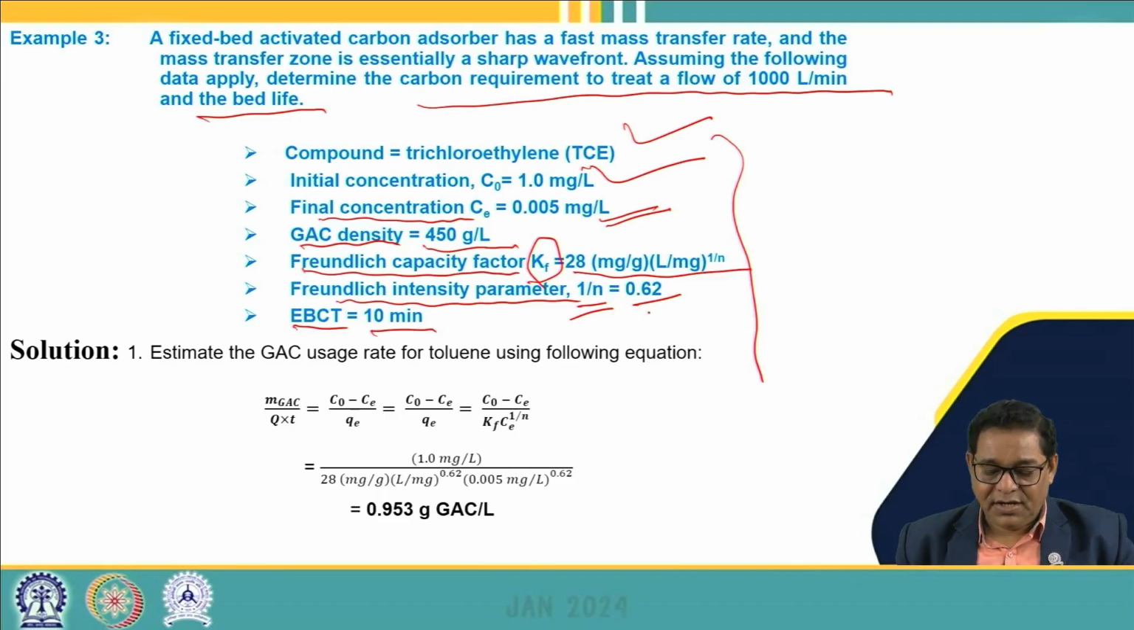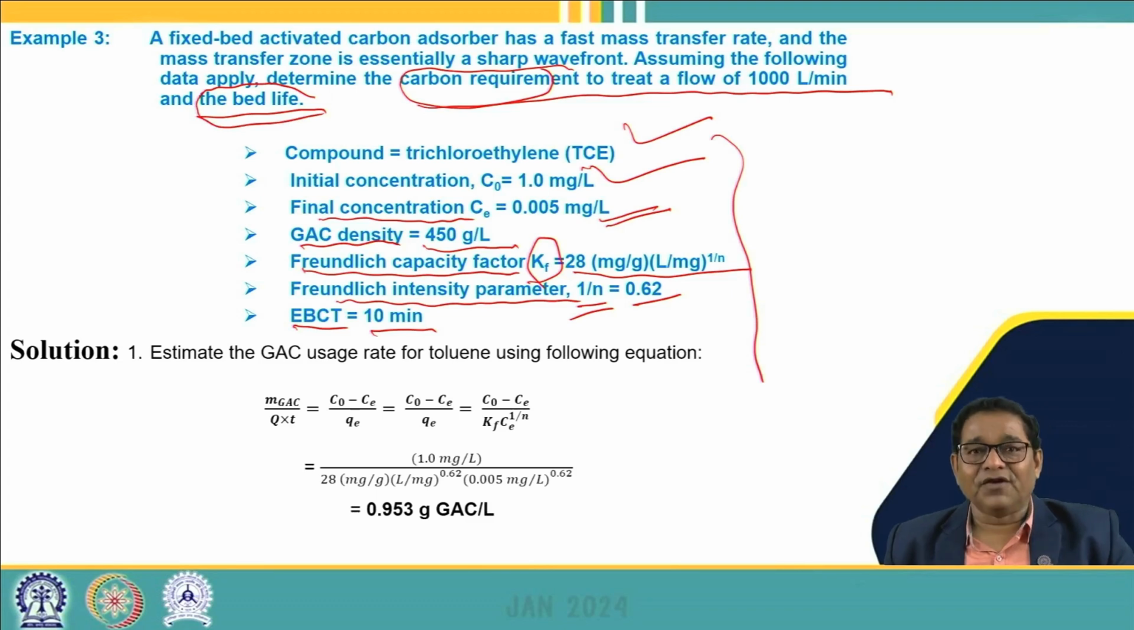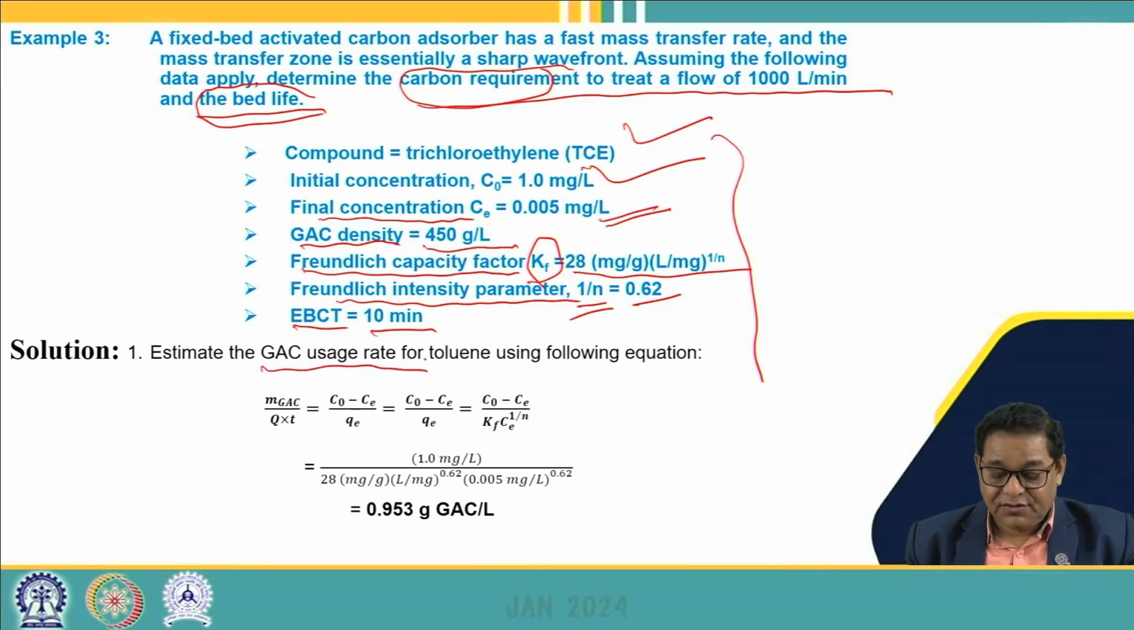So here from the problem we can see this follows the Freundlich isotherm model, and the initial concentration and final equilibrium concentration are given. So for this we have to find out how much dose of carbon is required and what will be the bed life of the column. So first of all we have to find out the GAC usage rate for this TCE. So this GAC usage rate is the mass of the granular activated carbon divided by Q into T.